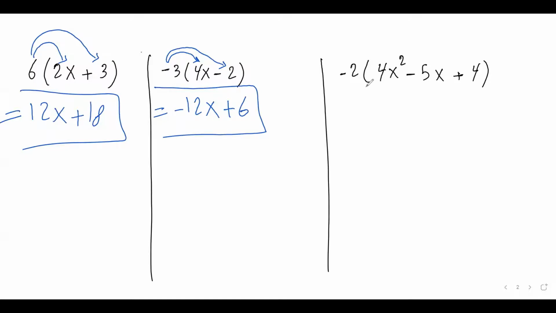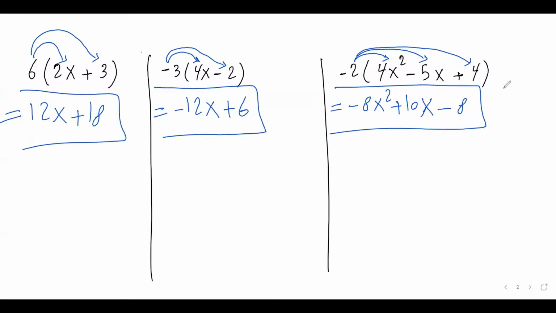How about this one? Negative 2 bracket 4x squared minus 5x plus 4. We have to do the same thing. We have to multiply negative 2 by each term inside the bracket. So negative 2 times 4x squared, negative 2 times negative 5x, and then negative 2 times 4. So negative 2 times 4x squared is negative 8x squared. Negative 2 times negative 5x, that's positive 10x. Negative 2 times positive 4, that's negative 8. And this is our simplified version of this expression.